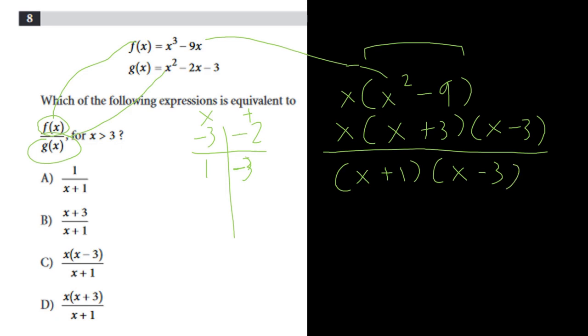So from here, I have to figure out, hey, what cancels? I know this cancels. And so the answer would be D.